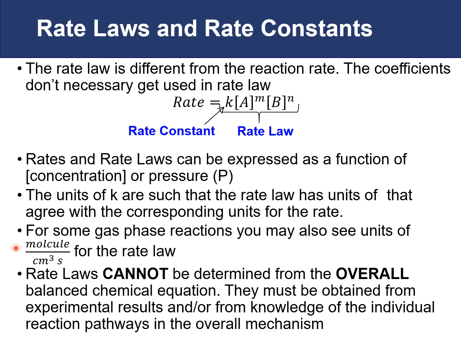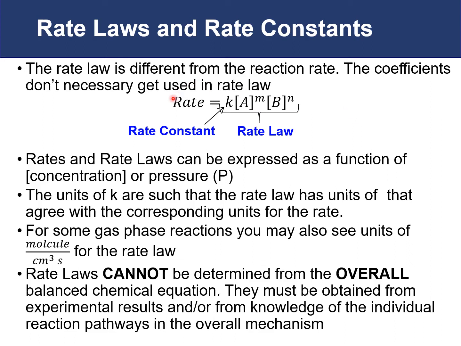Now, the rate laws themselves cannot be determined from the overall balanced chemical equation. They must be obtained from experimental results and/or from knowledge of the individual steps in the pathway of the overall mechanism. The balanced chemical equation will give us an idea of the different components that could be in the rate law, but we won't know what the exponential forms are. Those exponential forms are what we need experimental data to determine.